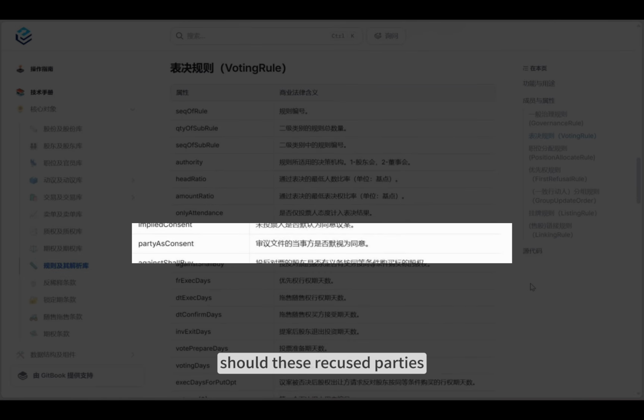Should these recused parties be included in the denominator of the vote count? That's what the party as consent attribute controls. If you choose true, the recused parties are included in the denominator and their head count and voting power are also added to the numerator, effectively treating them as consenting by default. If you choose false, these recused parties are completely excluded from the denominator.